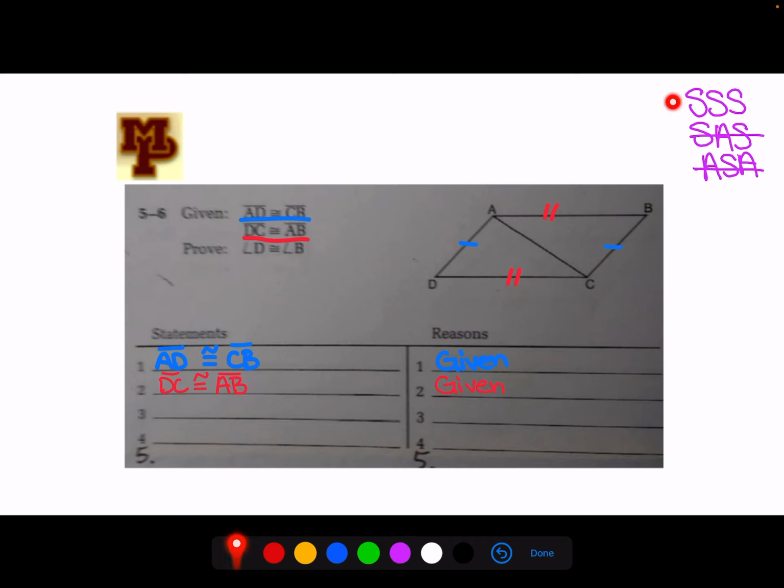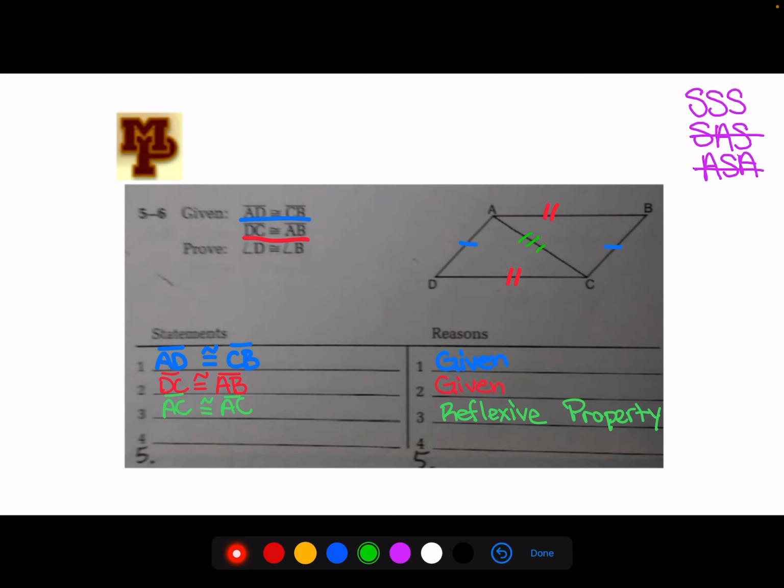As for side, side, side, is there a third side that we can find that is shared by both? Well, yes, our third side for both triangles is AC. So I can say that segment AC is congruent to AC. It's congruent to itself. By which property? Well, that's by the reflexive property.